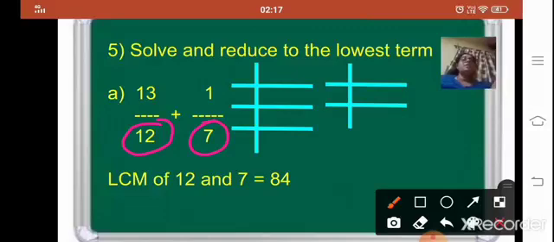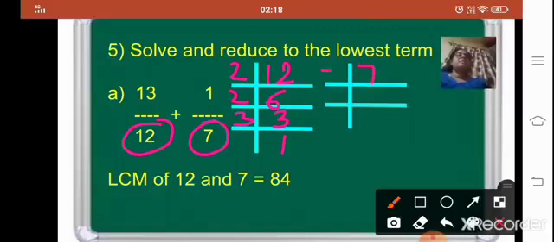So how to make the denominator same is, first you will take out the prime factors to find the LCM of 12 and 7. So 12 and 7. 12 is divisible by 2. 2 6s are 12, 2 3s are 6 and 3 1s are 3. 7 is a prime number, so it is divisible only by the number itself. So what is the LCM of 12 and 7? You will multiply all the prime numbers. So 2 2s are 4, 4 3s are 12, 12 into 7 is 84. So yes, LCM of 12 and 7 is 84.